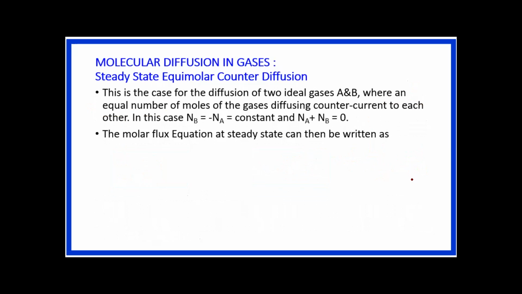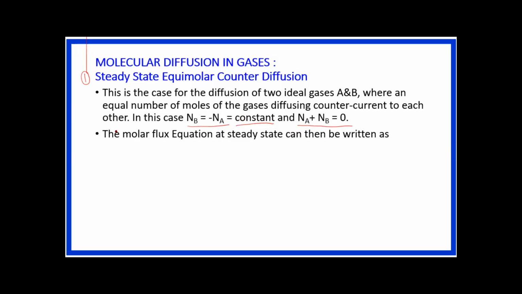Now diffusion occurs in gases, in liquids, and in solids also. But now I am going to discuss molecular diffusion in gases only. There are two cases where molecular diffusion in gases occurs. The first case is steady state equimolar counter diffusion. This is the case where two components, A and B, are in equal numbers of moles in the gases and in counter current conditions. For these counter current conditions, the molar fluxes of components A and B are constant. So NB equal to minus NA, or NA equal to minus NB, is constant. And due to this condition, the sum NA plus NB becomes 0.